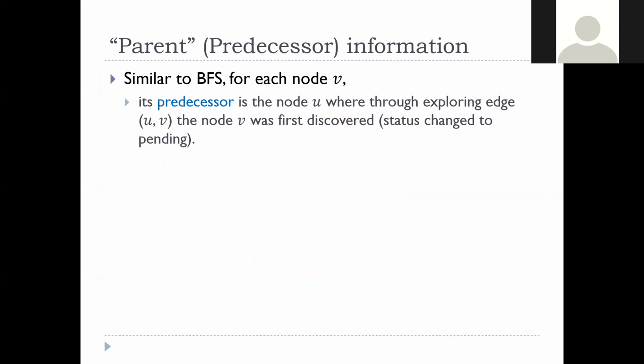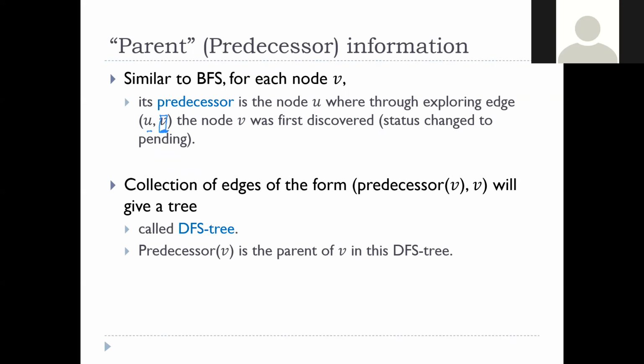First, let me remark that similar to breadth first search, for every node we can remember its so-called predecessor along a path reaching this node. The predecessor of a node V is simply who discovered V during the exploration. If we first discovered V when exploring the neighbors of U, then U is the predecessor of V. We can remember this predecessor information in the DFS algorithm as well.